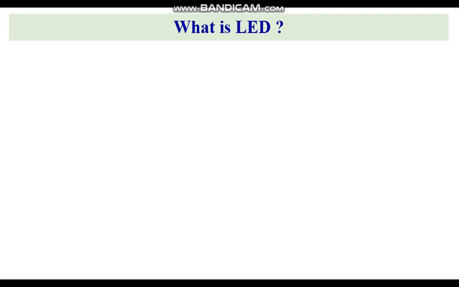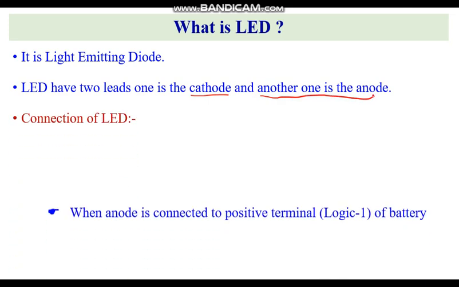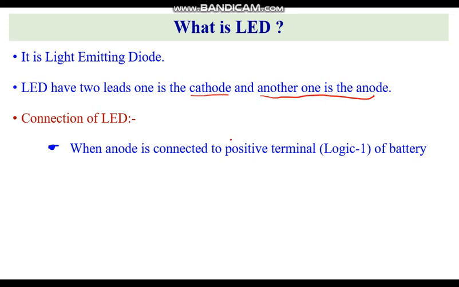We'll see first what is the LED. It is light emitting diode. The LED has two terminals. One is cathode and another is anode. This anode is always connected to the positive terminal of the battery.